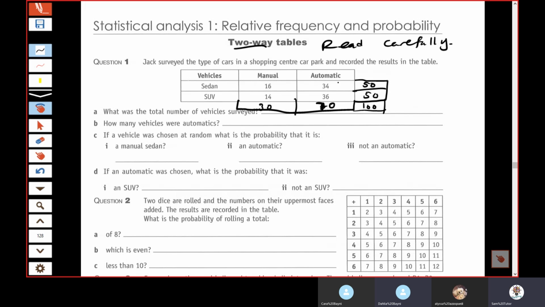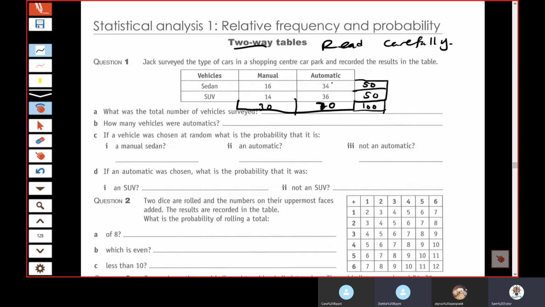There's going to be a time where you've got to write the answer as 34 out of 50. There'll be a time to write 34 out of 70, and there'll be a time to write 34 out of 100. It just depends. If you wanted 34 out of 50, you wanted to know how many automatic sedans there are out of the sedan cars. So if I'm picking a sedan, how many of them are automatic? That would be 34 out of 50. Or if I was to pick a car that's automatic, how many of them are sedans? That would be 34 out of 70.